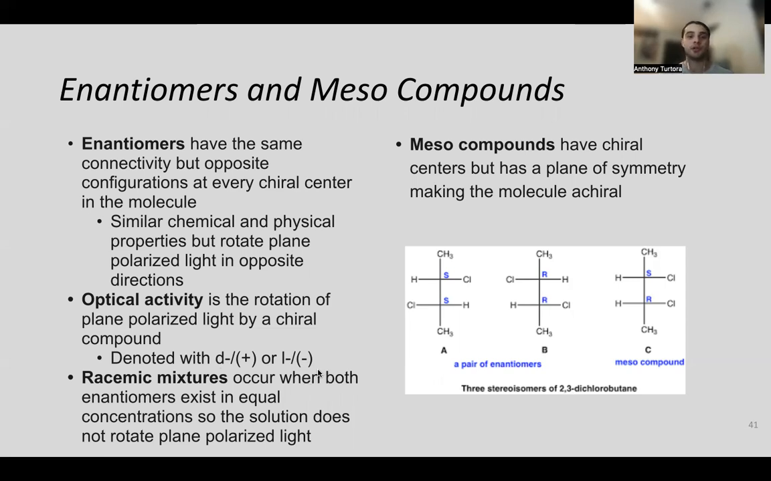Racemic mixtures occur when both enantiomers exist in equal concentrations. So we're not actually getting optical activity. It is not rotating plane polarized light. Even though the molecules themselves have optical activity and are enantiomers, the whole solution does not rotate plane polarized light because they are in equal concentration. They're just canceling each other out. And then meso compounds have chiral centers, but they also have a plane of symmetry. So these make the molecules achiral.